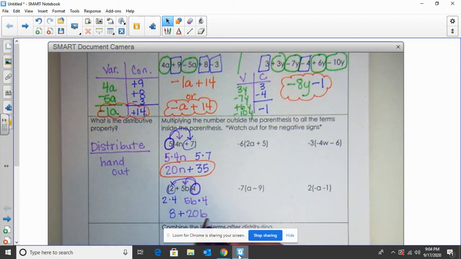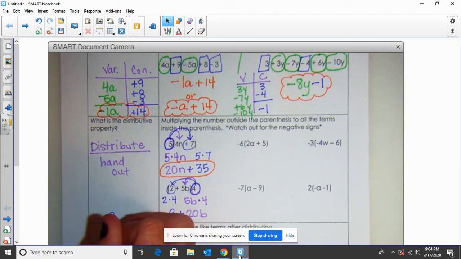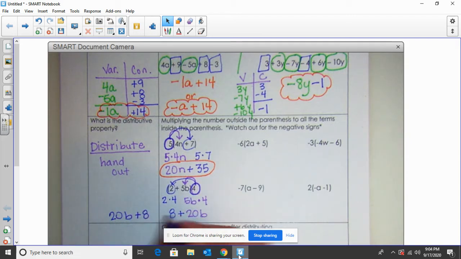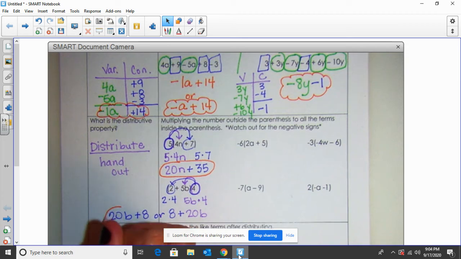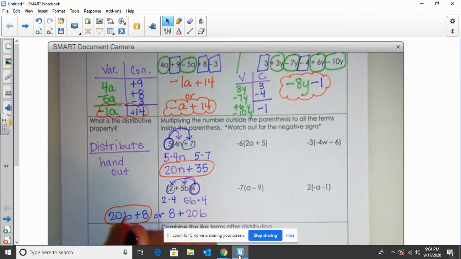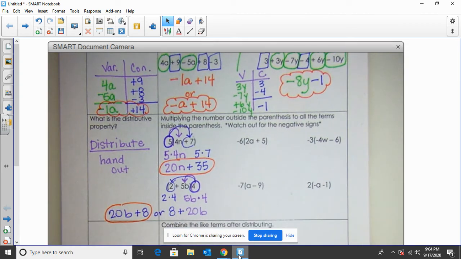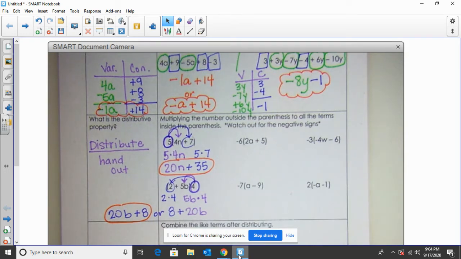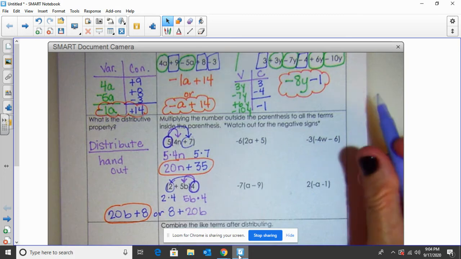So 8 plus 20b. Some people like to put the term with the variable in the front, okay? And some people keep it as it is. Both of these are acceptable, so I'll put the word or, but I will tell you now that when you get to algebra, they're going to want you to put the term with the variable in the front, okay? For 7th grade, not quite super important, but when you get to 8th grade in algebra, they're going to want that variable in the front. All right, let's move on to the second column of problems.